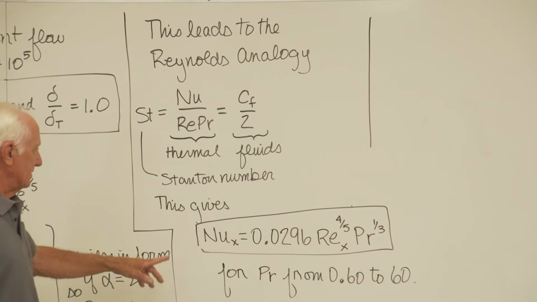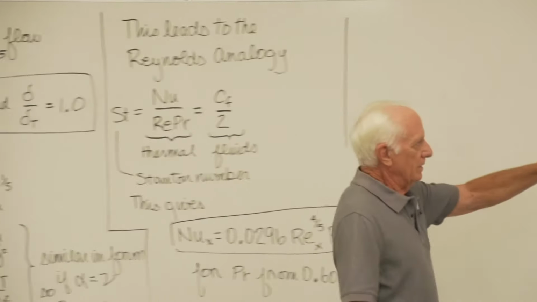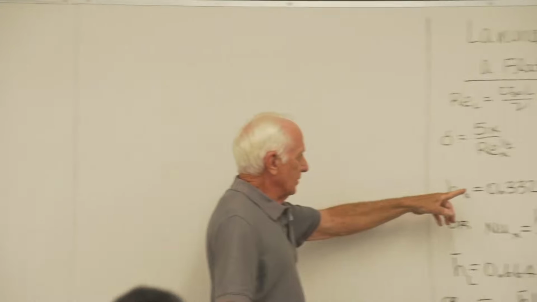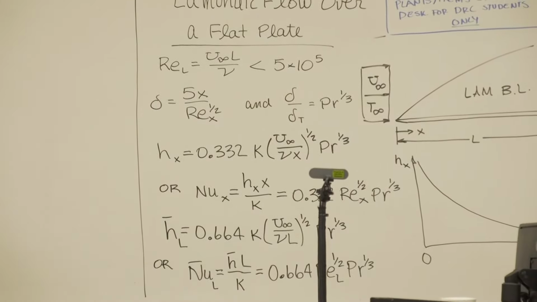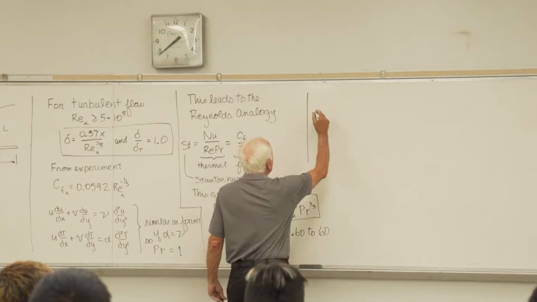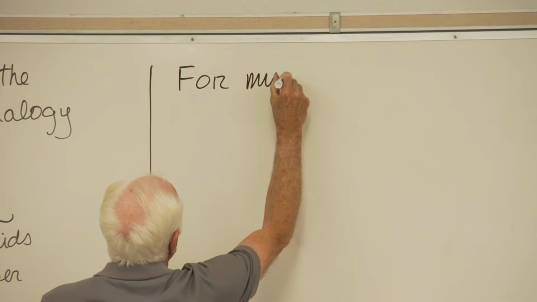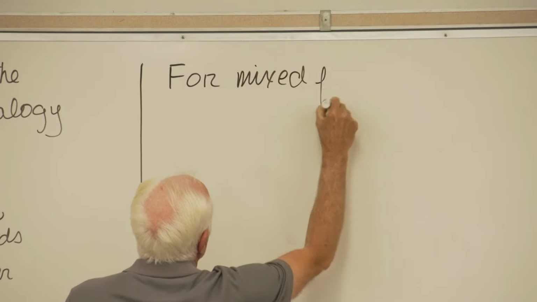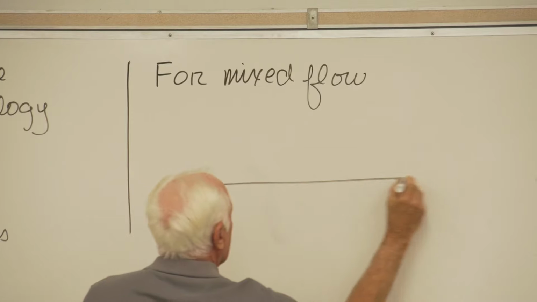What does that replace? Now here's the local Nusselt number for turbulent flow. Here's the local Nusselt number for laminar flow. Okay, we got that boxed in. Now, for mixed flow. Mixed flow looks like this.